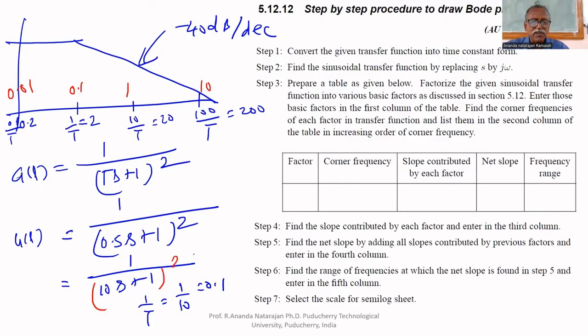For 10 s plus 1 whole square, it decreases at the rate of minus 40 dB per decade. So now we know how to draw for a first order factor in the denominator.